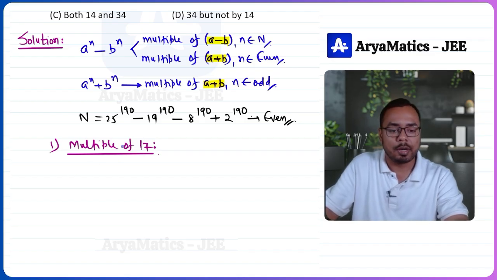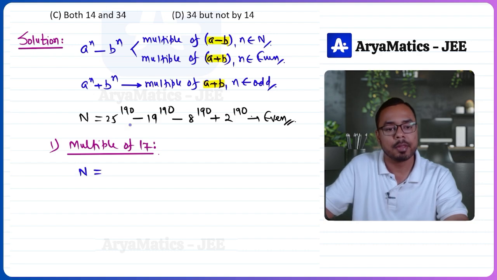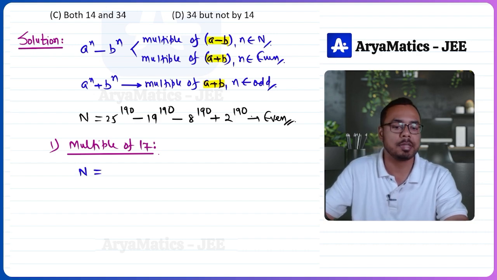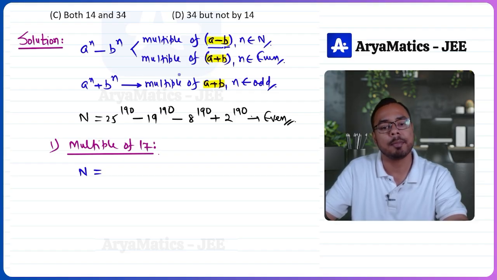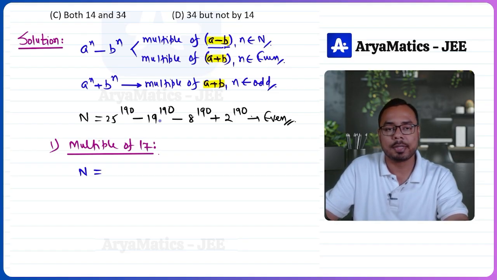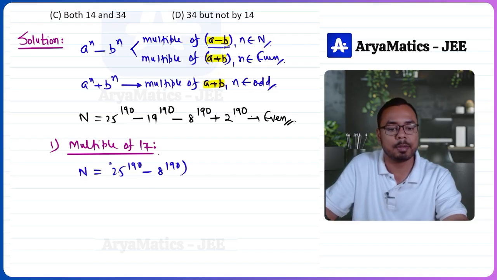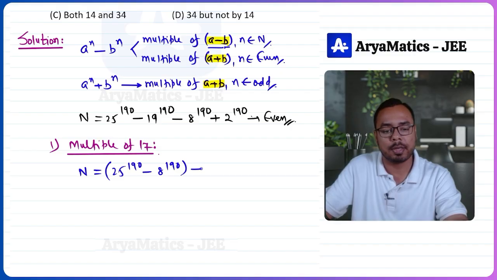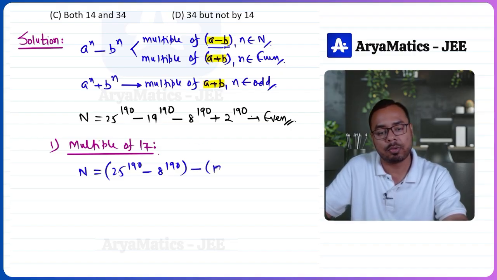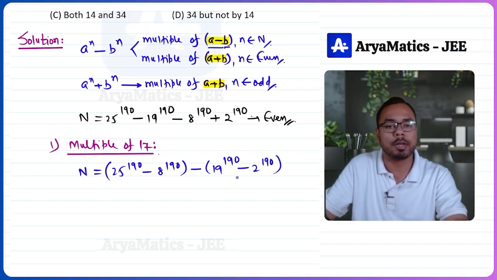Now, in order to show that it is a multiple of 17, we can use the first result, a raised to n minus b raised to n, which is always a multiple of a minus b. So here let us try to create 17. For that you can combine 25 and 8, right? 25 minus 8 is 17. So 25 raised to 190 minus 8 raised to 190. And you can combine the other two terms, that means 19 raised to 190 minus 2 raised to 190.